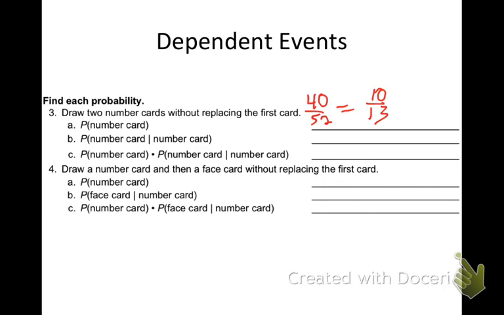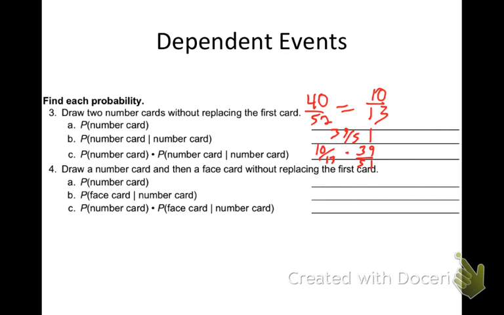What's the probability of getting a second number card without replacing the first one? So what's the probability of grabbing a second number card now? 39 over 51. Nice job. Now, what's the probability of both of those things happening? Well, I need to multiply. 10 out of 13 times 39 out of 51. You'd want to multiply those.